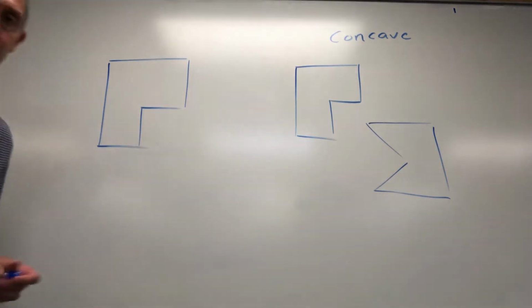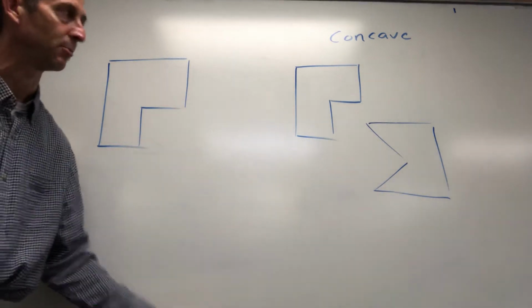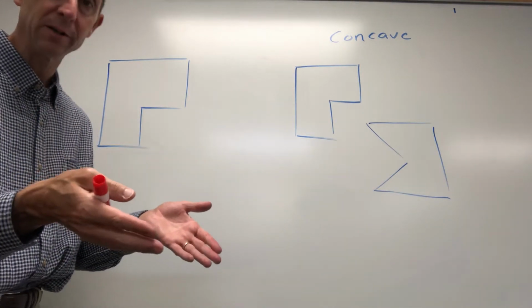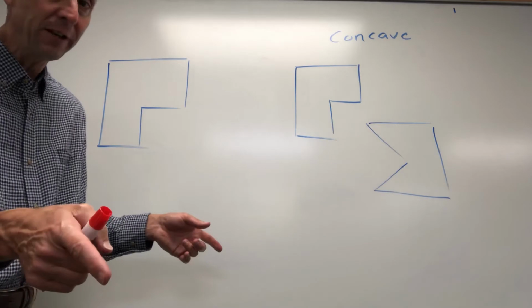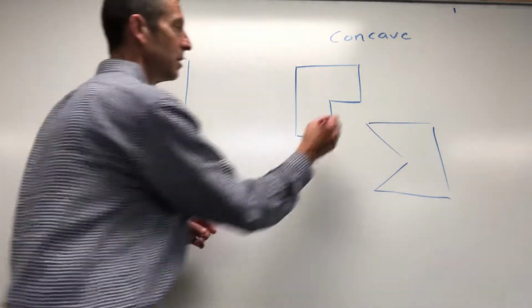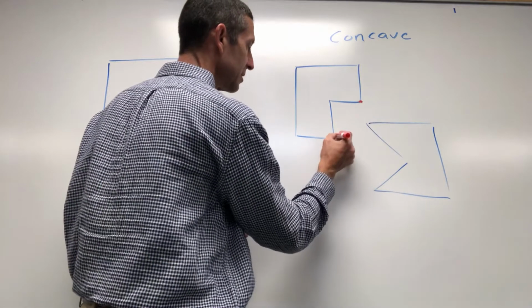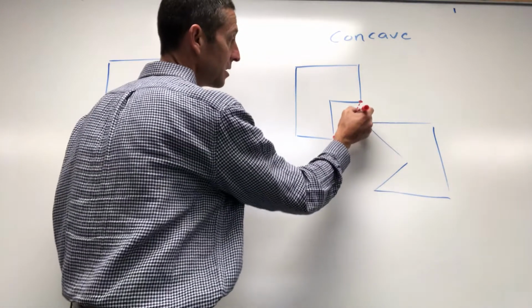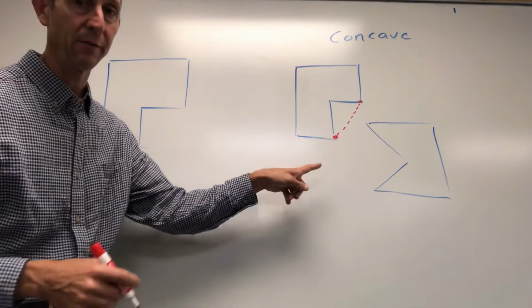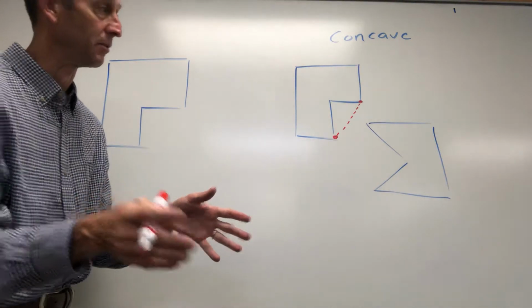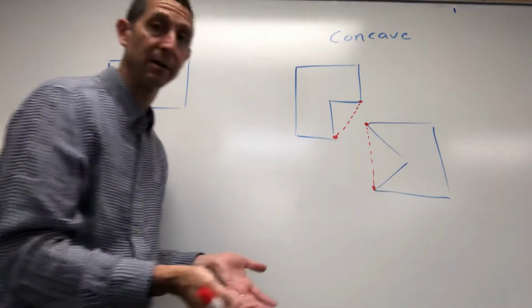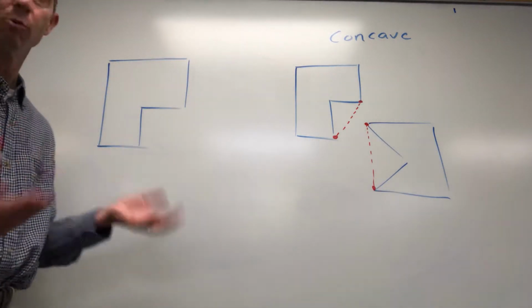All right, the math way to do concave, here's the math way. If you can connect a vertex point to another vertex point outside of your figure, it's concave. So what that means is here's a vertex, there's a vertex. I can connect these and it's outside of the figure. That makes it concave. Like see right here, boom, boom, outside of the figure is concave. That's one way to do it.